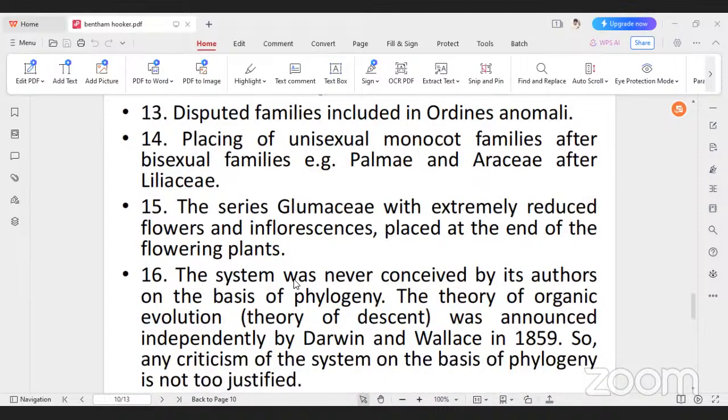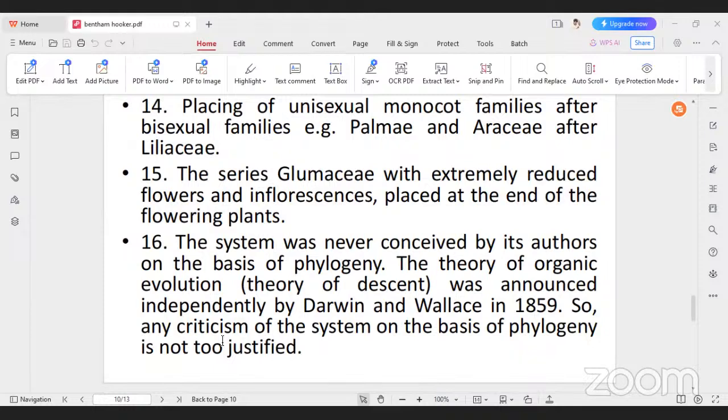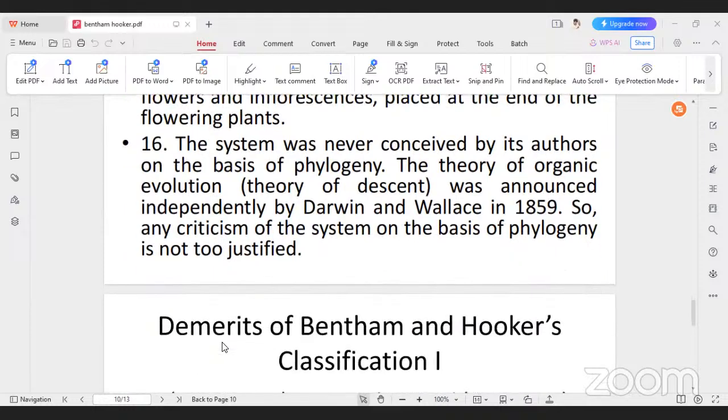Now the system was never conceived by its author on the basis of phylogeny. The theory of organic evolution was announced independently by Darwin in 1859. The criticism of the system on the basis of phylogeny is not fully justified, and it has some other merits. So the classification is not a phylogenetic one, but some of its characters show phylogeny.